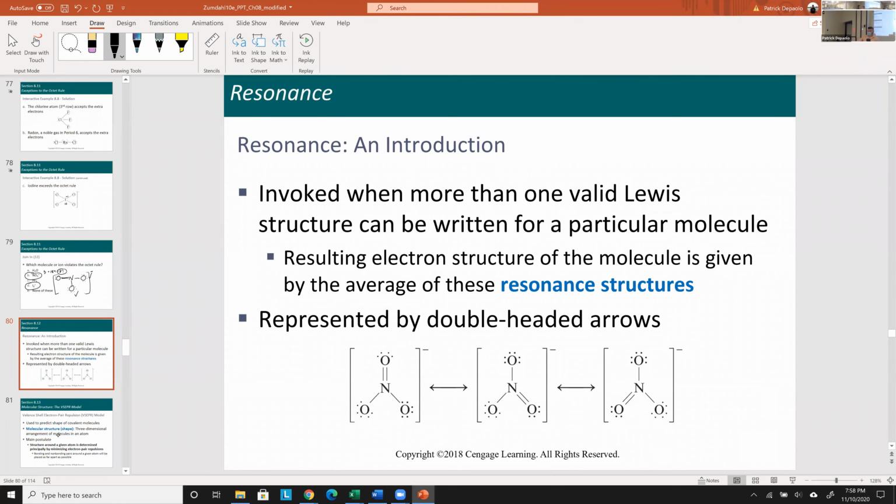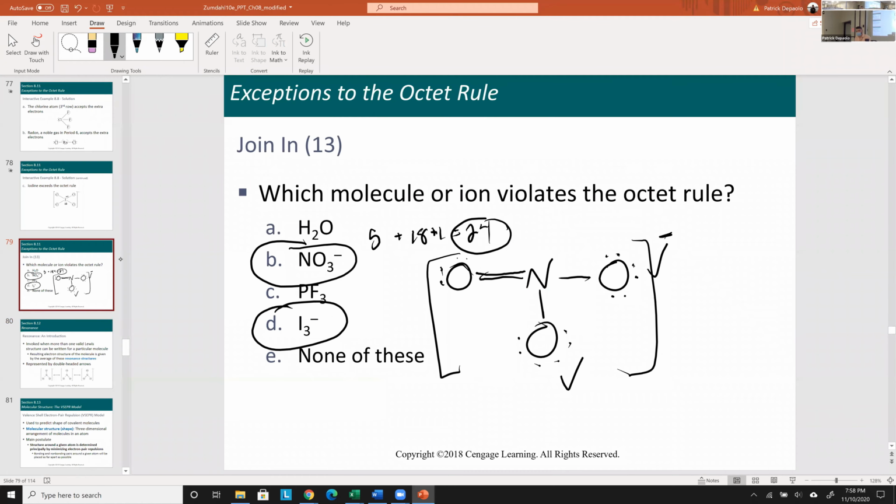All right, resonance. In orgo, you talk about it like crazy, but here's resonance in a nutshell. For something like that NO3 minus molecule, you notice how I put the double bond on this oxygen. A question could be, why on that one? Why can't it be on the other ones? And the answer is, it is exactly the same molecule if it is on either one.